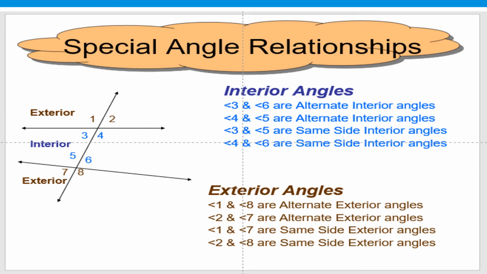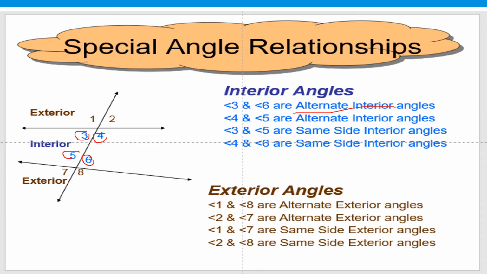Now we have the special angle relationships. Okay, so first we have the interior angles. For angle 3 and angle 6, we call them alternate interior angles. And also 4 and 5. Okay, those are alternate interior angles. Then we also have same side interior angles. For same side interior angles, we have 3 and 5, and also 4 and 6.